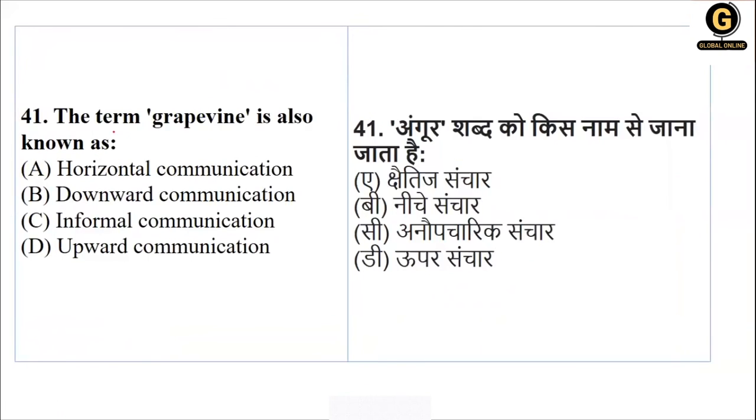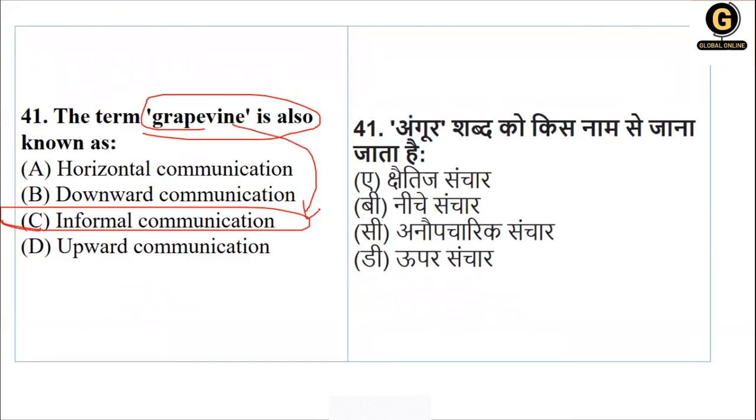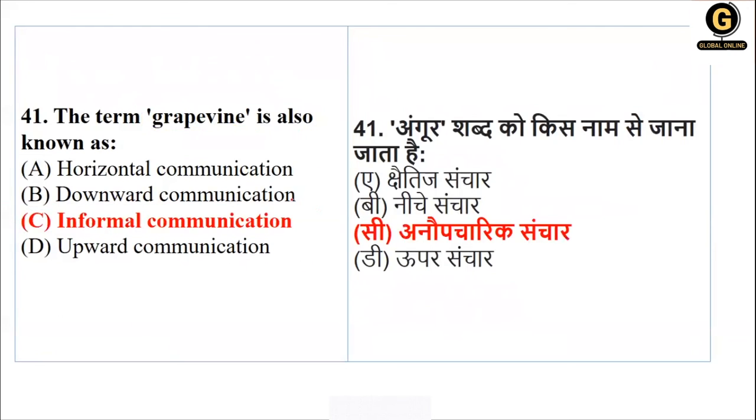Now, the term grapevine is also called. अभी just मैंने this is also just हमने अभी उसका concept किया था. The term grapevine is also called as horizontal, downward communication, informal communication, or upward communication. So your right answer is what? Grapevine is termed as informal communication. So for this, the right answer is option number C.